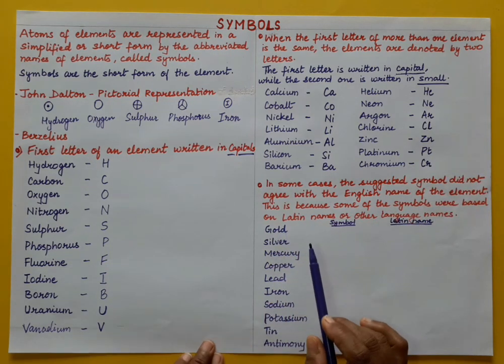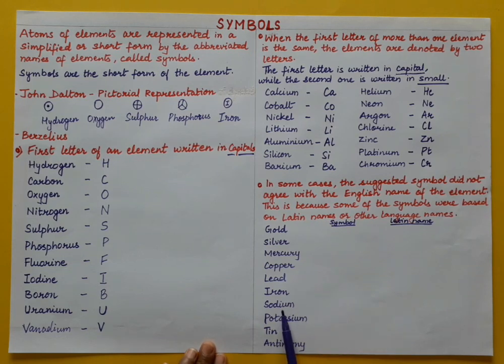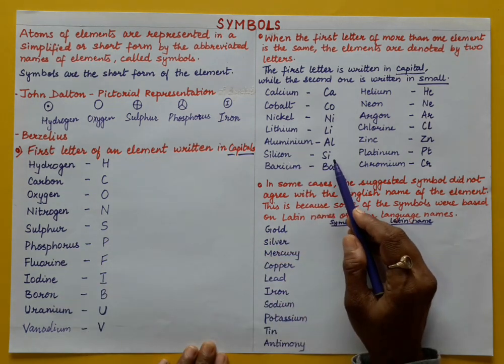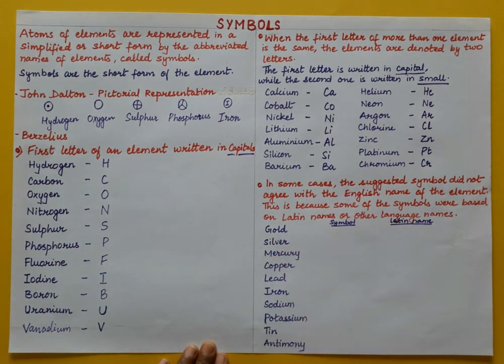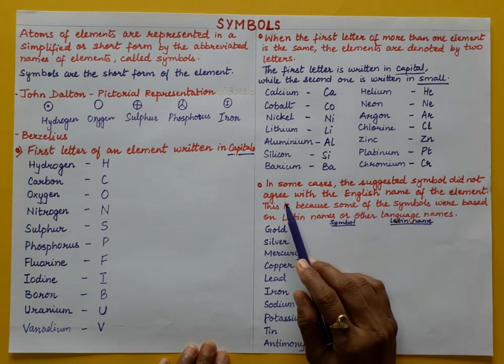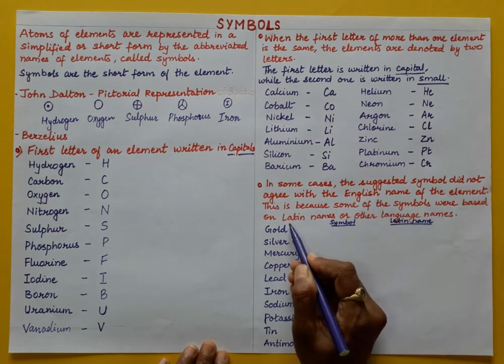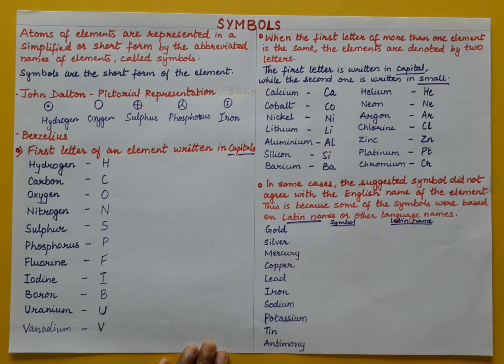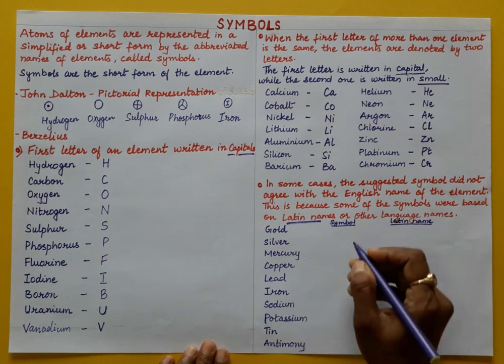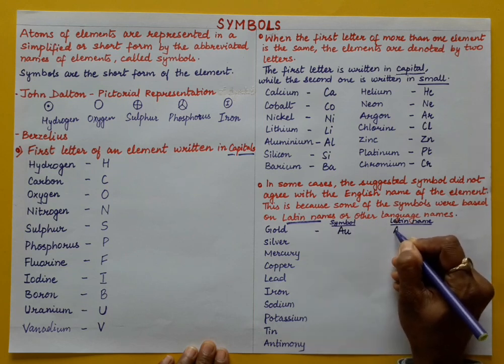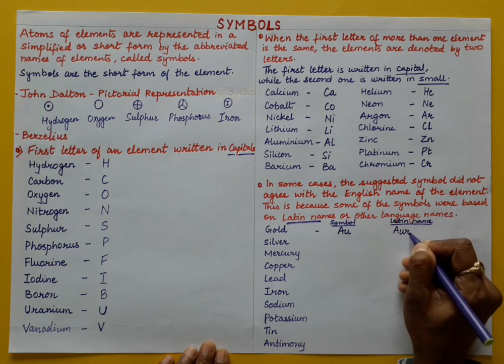Then suppose we talk about sodium. Already sulfur is taken as S and silicon is taken as Si, so we cannot take anything else, so there were Latin names also. In some cases the suggested symbol did not agree with the English name of the element. This is because some of the symbols were based on Latin names. So they considered Latin names as the symbol for some of the elements. For example, for gold, Au was taken, and Au came from the first two letters of the Latin name, that is aurum.